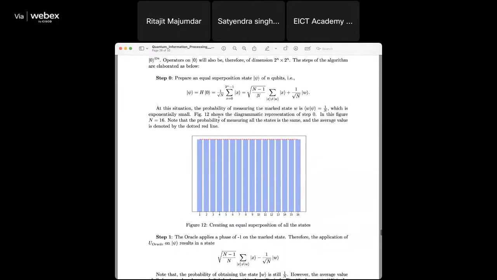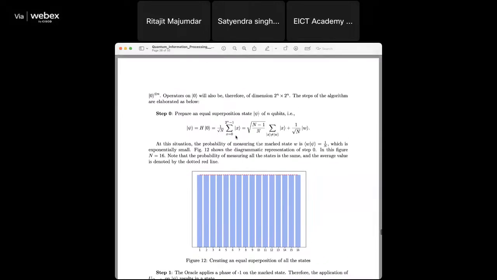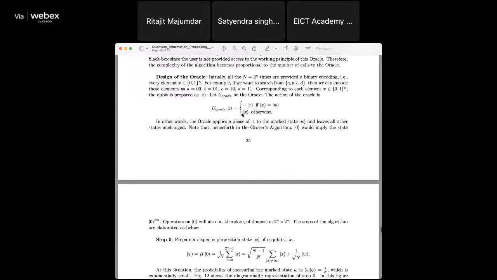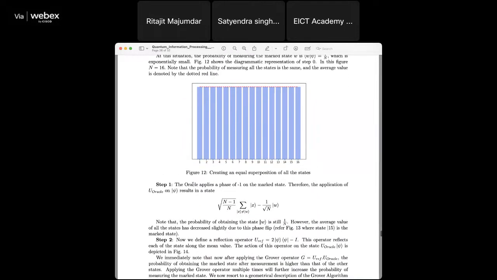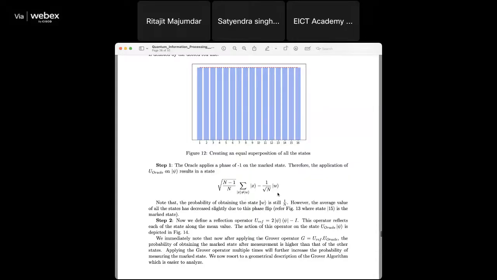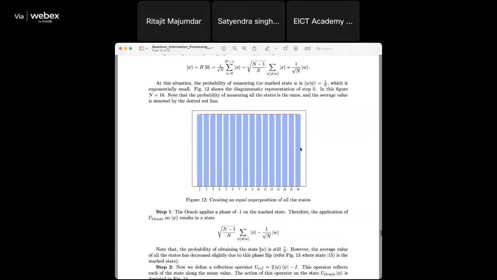Now I give this state to the oracle. Remember what the oracle does? The oracle does nothing to the bad states, but it takes the good state and adds a phase of minus to that. So I give it to the oracle. What happens? This W portion acquires a phase of -1. Nothing changes here. What happens to this picture? How can I represent this picture now? Any thoughts? How will my figure look when my state has become this?